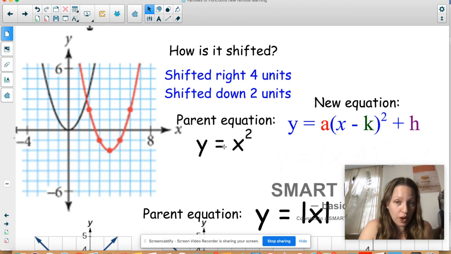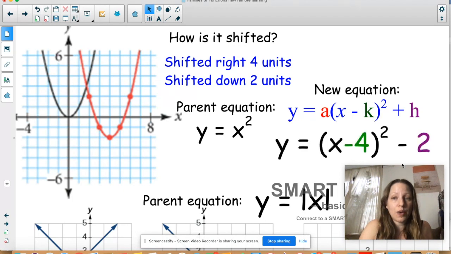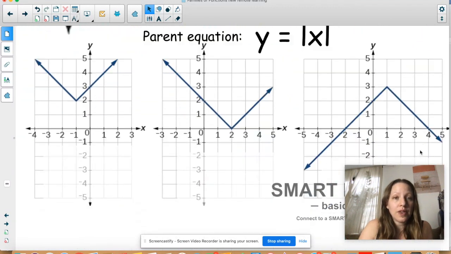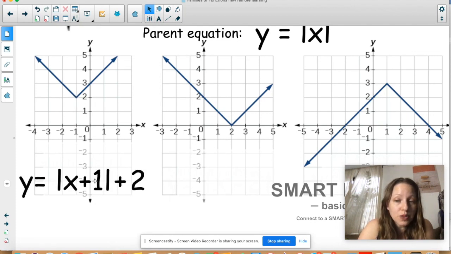Again, it's quadratic, so it's y equals x squared. So right 4 is going to be a -4 inside parentheses, and down 2 is a -2 outside. And that's how we would write it, because the -4 inside means right 4, -2 outside means down 2. Okay, last couple ones. Here, this shifted. Okay, normally it's right here at the origin, this point right here. So normally it would be right here, but it went left 1 and up 2. So our equation, left 1 is a +1 inside, up 2 is a +2 outside.